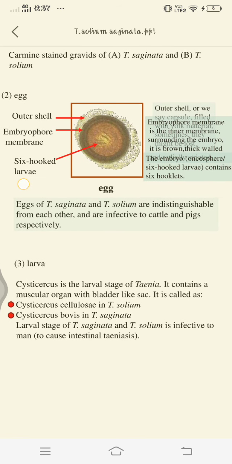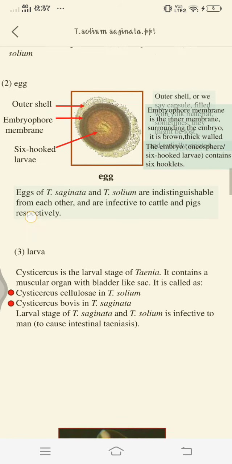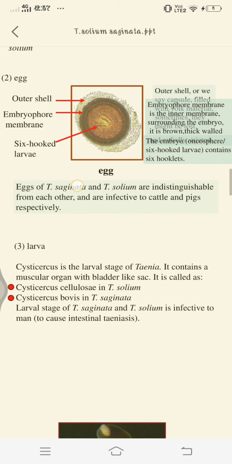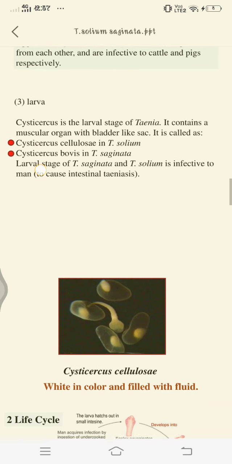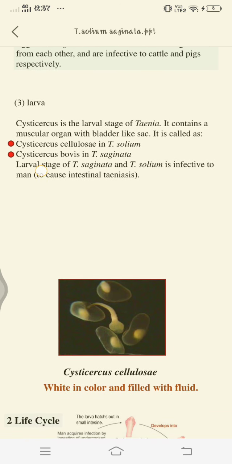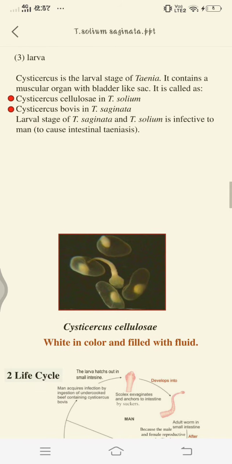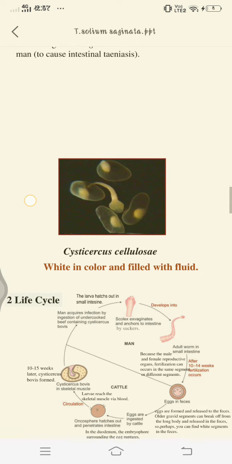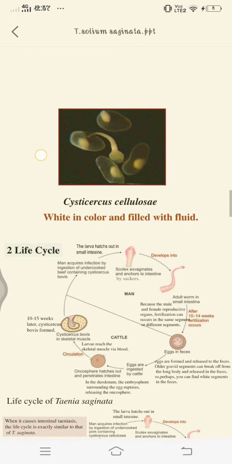So remember, Cysticercus cellulosae, Cysticercus bovis. What is that? It contains a scolex with a bladder-like sac. That is important. So Cysticercus cellulosae means in solium. In solium they look like this, which is the infective form to humans: white in color and filled with fluid. So understand the life cycle.